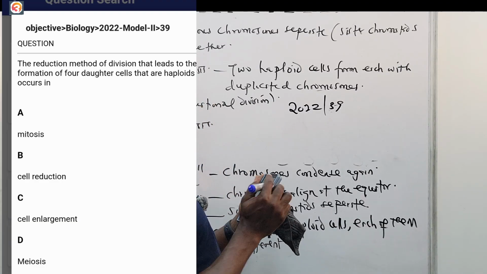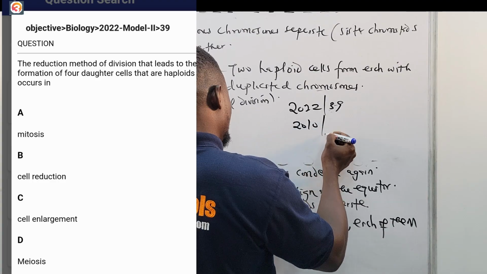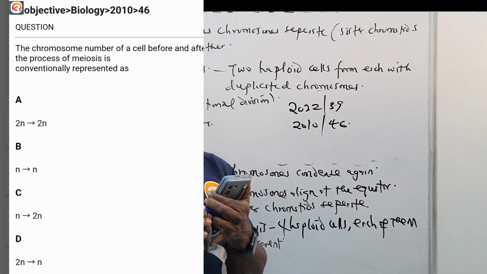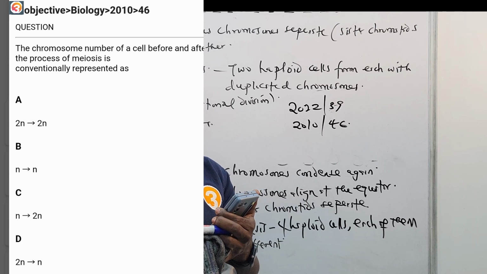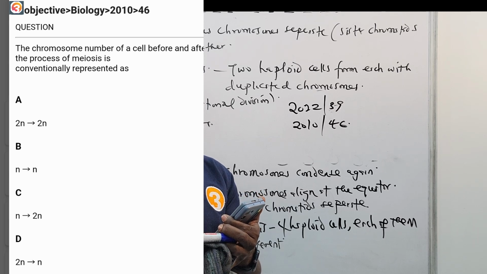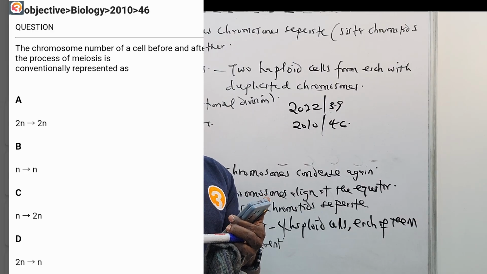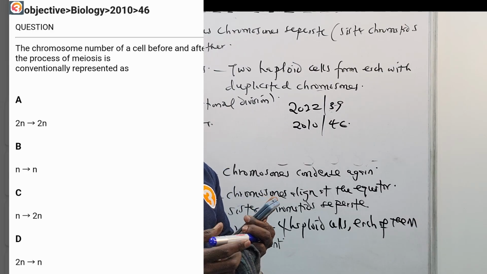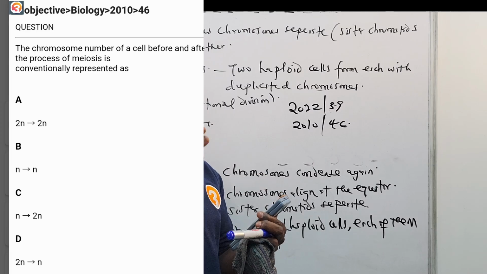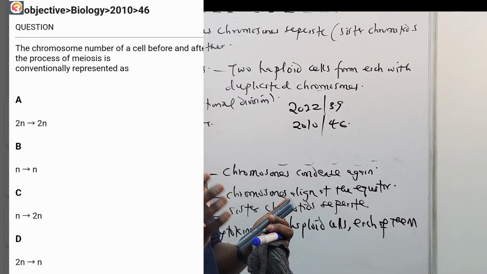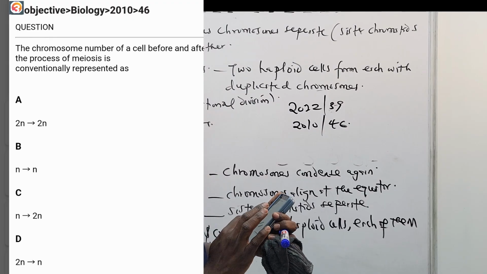Then we also have 2010 number 46. It says that the chromosome number of a cell before and after the process of meiosis is conventionally represented as what? Is it from 2n to 2n, or from n to n, or from n to 2n, or from 2n to n? Tell me the answer in the comment section.